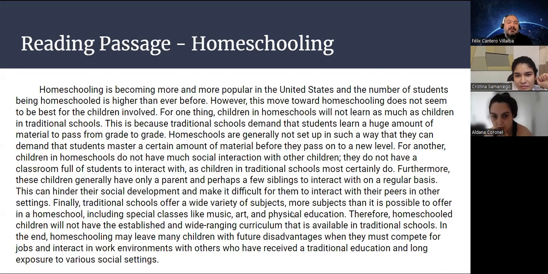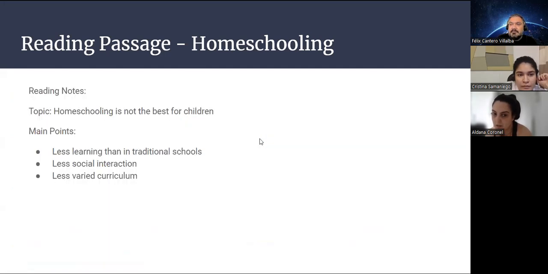What are the key points? The topic is homeschooling, and the key points are? The advantages and disadvantages. The difference with the traditional. Very good. So the main points are less learning than in traditional school, less social interaction, and less varied curriculum. Very summarized, those are the three key things.